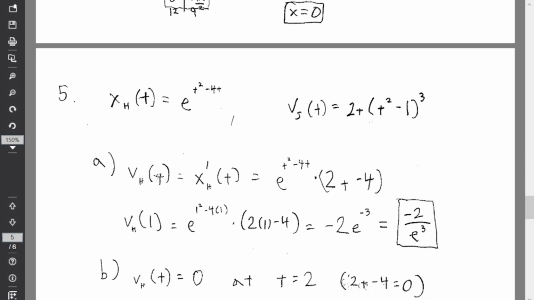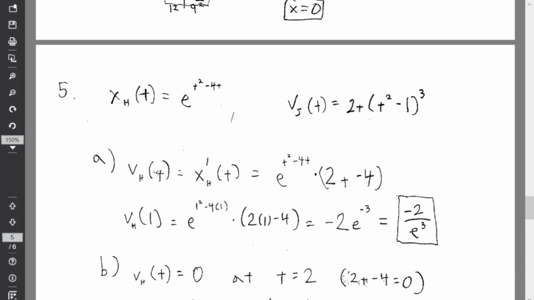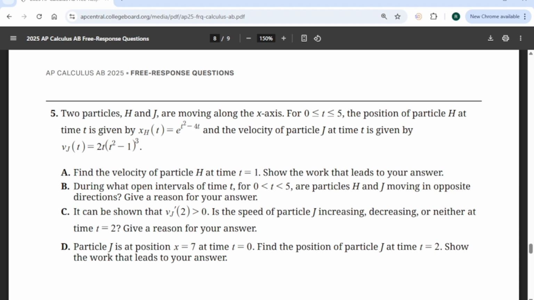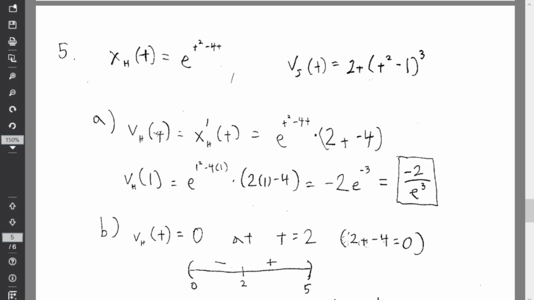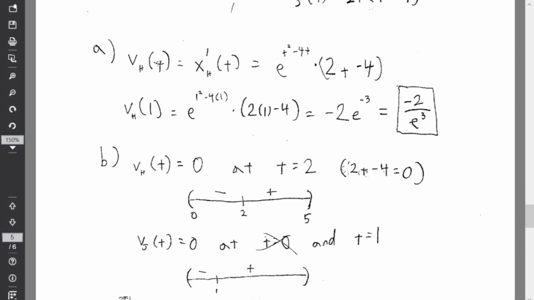Then for part B, we are looking at velocity. Now, velocity, we are looking for velocity being 0. The reason we're looking for velocity being 0 is we're looking for the motion of h and j. We want to know when they're moving in opposite directions. So we do our analysis and we find that at t equals 2, that's when the particle h stops. And then at t equals 1 is when particle j stops.